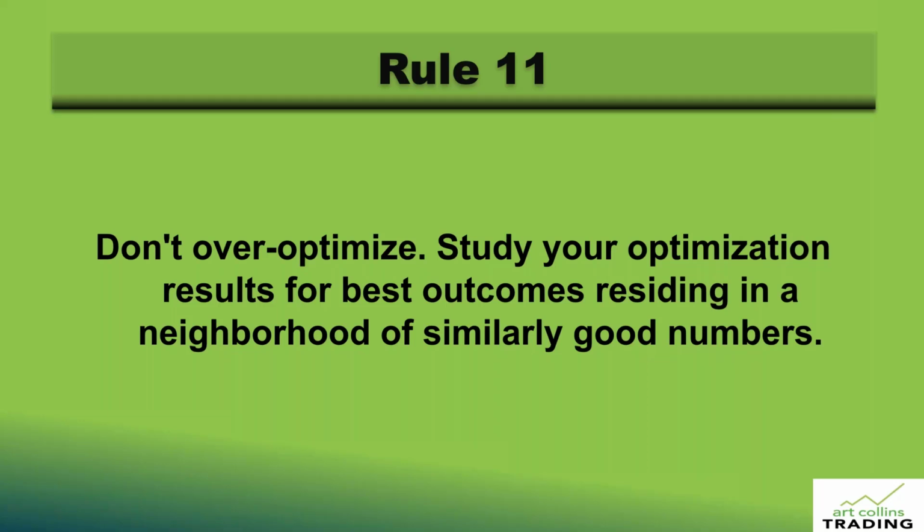But you're not going to automatically take the best number, okay? Your results should reside in a neighborhood of similarly good numbers and not be a standout diamond in the rough. If it is, if 5 is your best number, but 4 would have produced a losing performance, 6 was just kind of blah, etc., then go to your second best. Go to your third or fourth best if necessary.